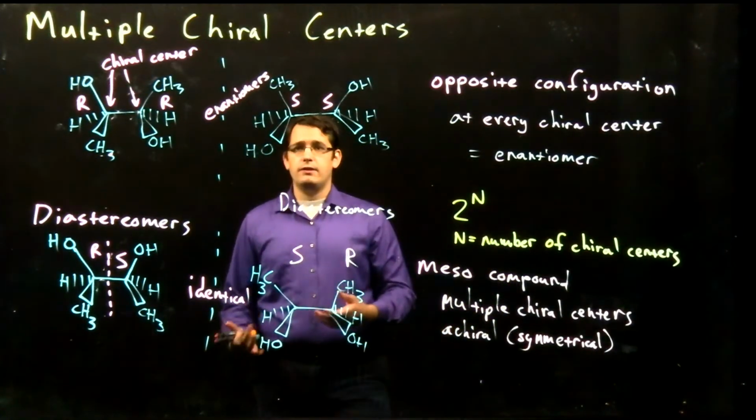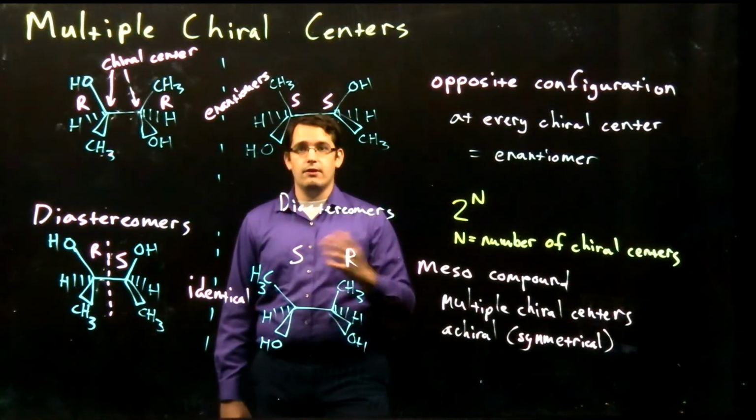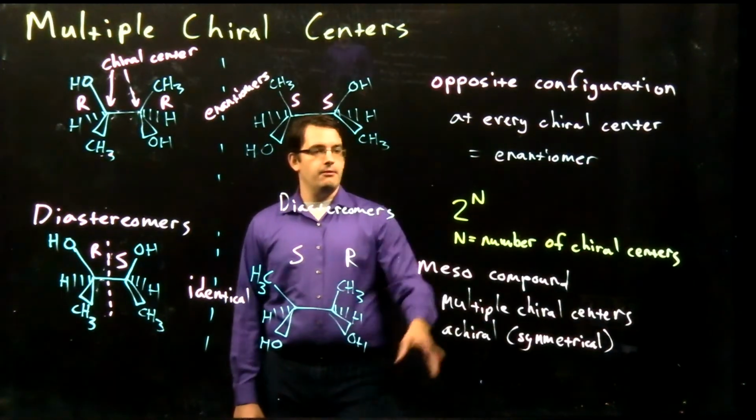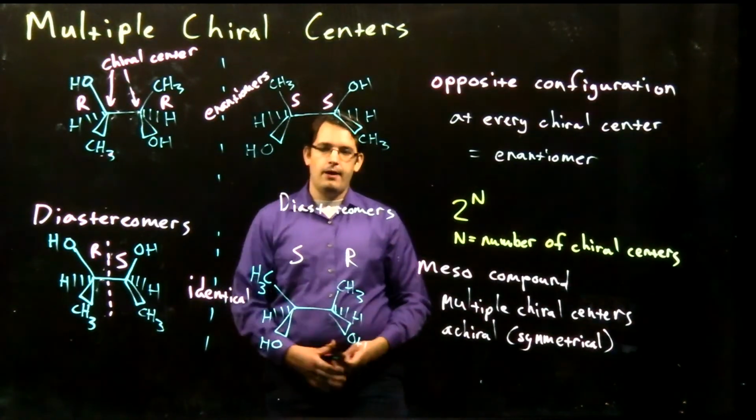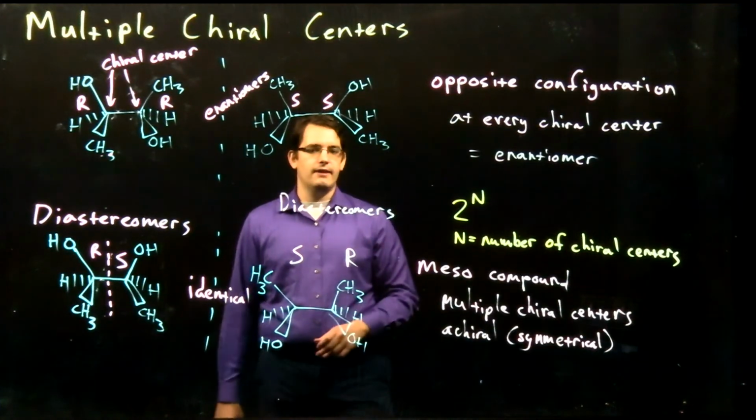Now again, this is still a relatively small molecule. We only have 2 chiral centers, only 4 carbons overall. For a lot of our biological molecules, we'll see many more chiral centers. We will still see some meso compounds, although as we get to larger molecules, they tend to be relatively asymmetrical.